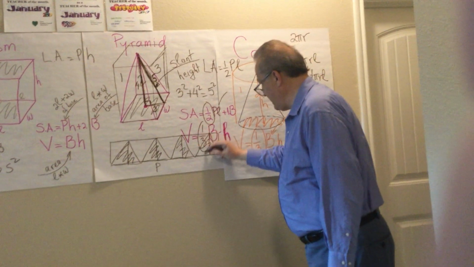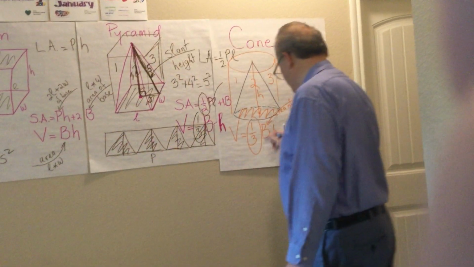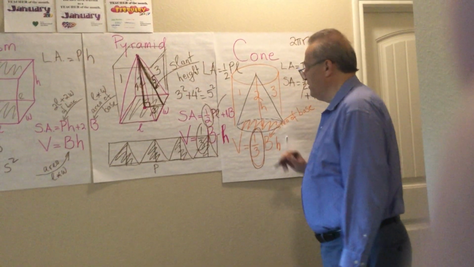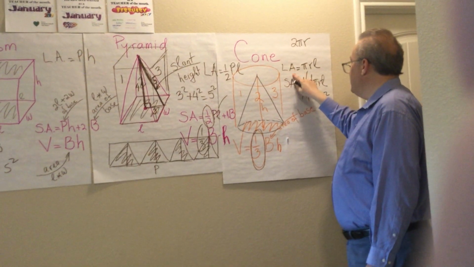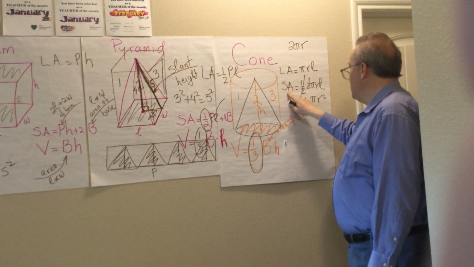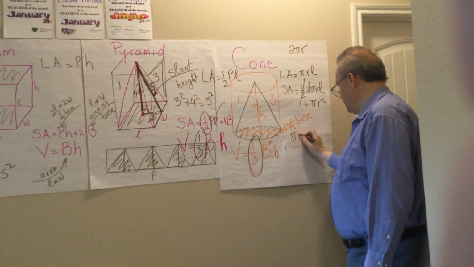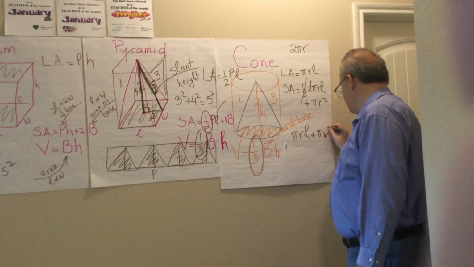Volume, the same 1/3. Right here, there is no 1/3. But here you got the same 1/3. Because pyramid and cone, they resemble each other. For the cone, lateral area is pi rl. For surface area, pi rl plus pi r squared.